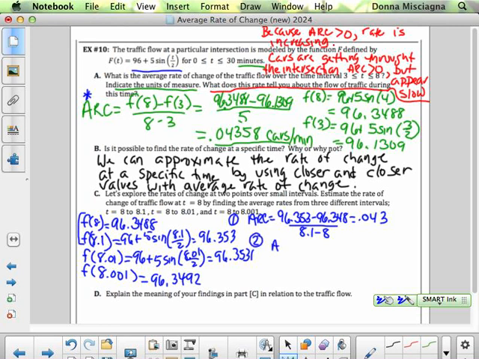All right, let's do the same thing, but this one is number 2. So this is our average rate of change: 96.3531 minus 96.348, divided by 8.01 minus 8. What do we get for that one? It would be 0.3488, and then divide that by 0.001.